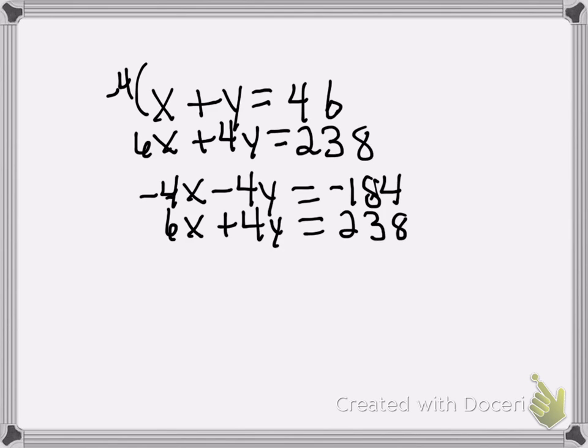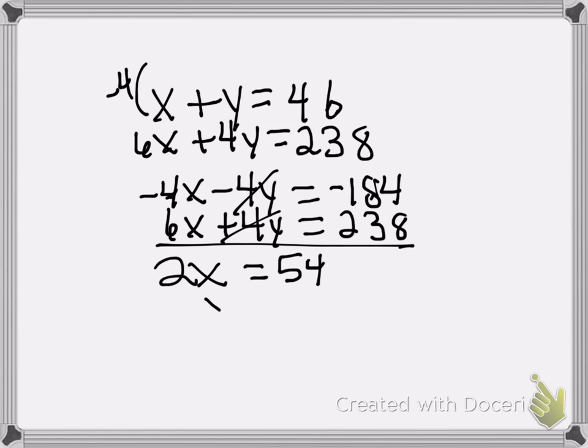Okay, -4X plus 6X is 2X. And then look at your Y's. They dropped out. That's exactly what you wanted. Equals -184 plus 238, which is 54. Then we divide both sides by 2 and you get 27.